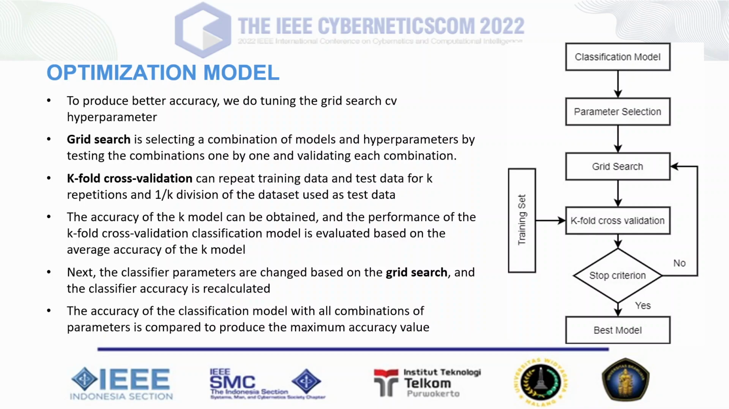Next, the classifier parameters are changed based on the grid search, and then the classifier accuracy is recalculated. The accuracy of the classification model with each combination of parameters is compared to produce the maximum accuracy value. You can see the flow: step 1 is the classification model and parameter selection, and then grid search cross validation with the training data set. Is the stop criteria met? If no, go back to grid search, and if yes, we have the best model.